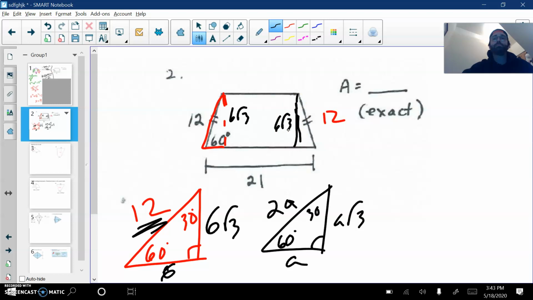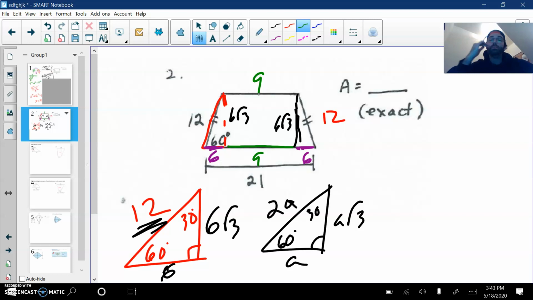Now, for this problem, I can find my top base, my shorter base, by recognizing that if this is 6 here, then this is going to be 6 there. And that means if this is 21, what's 21 minus 12? 21 minus 12 is 9. So that means this green has to be 9, which would make that 9 up there.